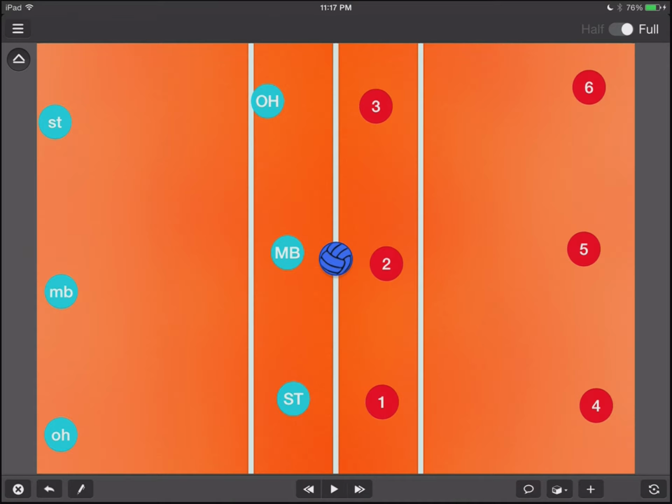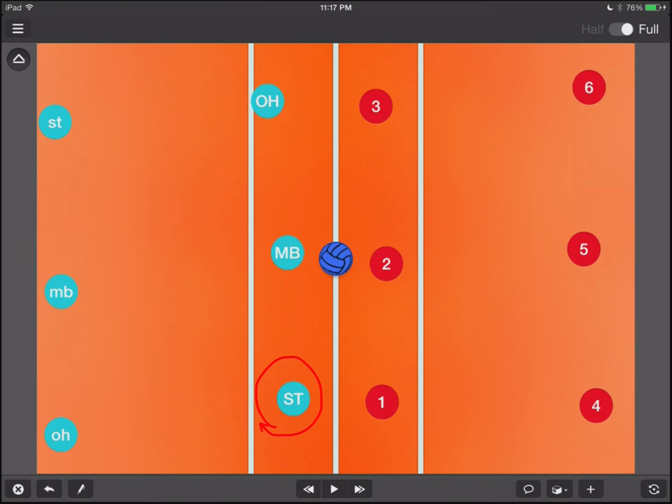In this video, we'll be covering Rotation 1, service. What that means is that we are serving the ball, and we are going to make our switches as we serve the ball. In Rotation 1, we're going to start off with the setter in the front row.